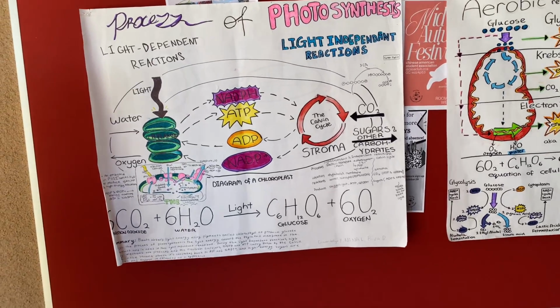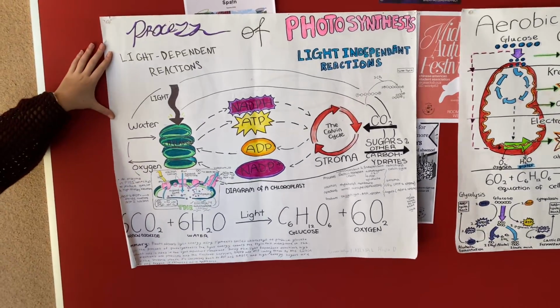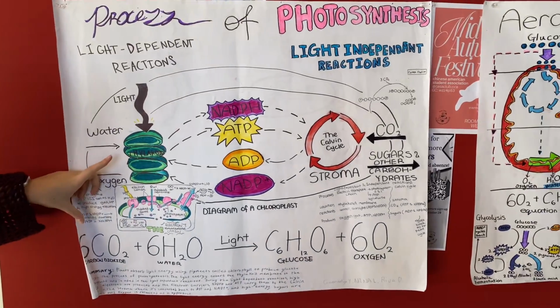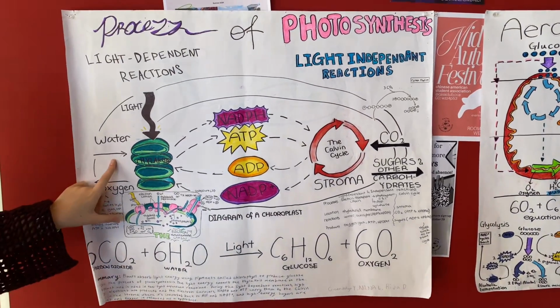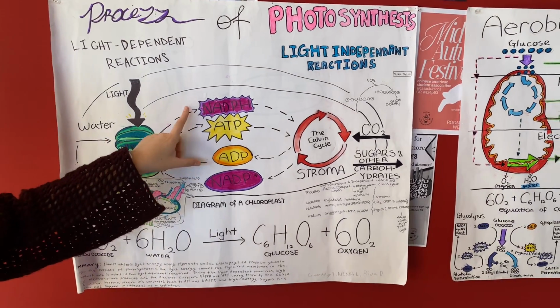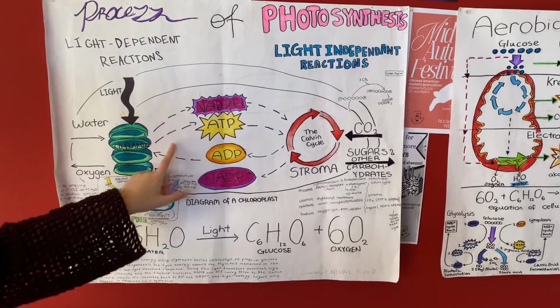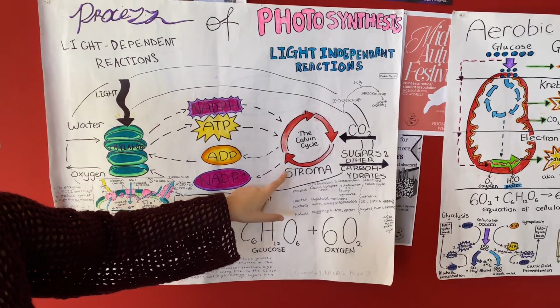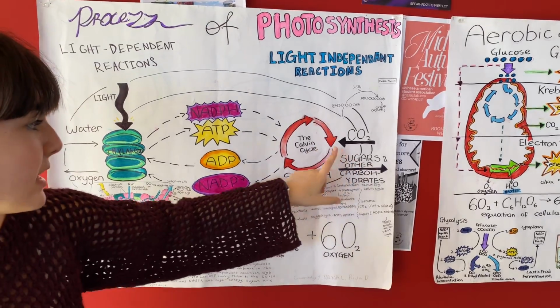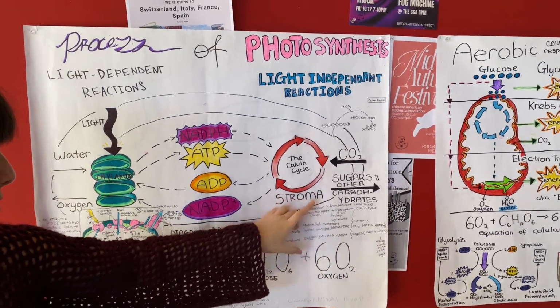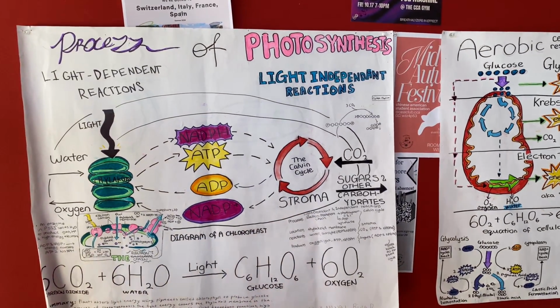During the process of photosynthesis, during the light-dependent reactions, light enters the thylakoid using a pigment called chlorophyll, and water enters the thylakoid and is split into electrons. These electrons are carried using NADPH and ATP to the Calvin cycle, which takes place in the stroma. In the Calvin cycle, carbon is fixated and enters the Calvin cycle and produces sugars and carbohydrates.